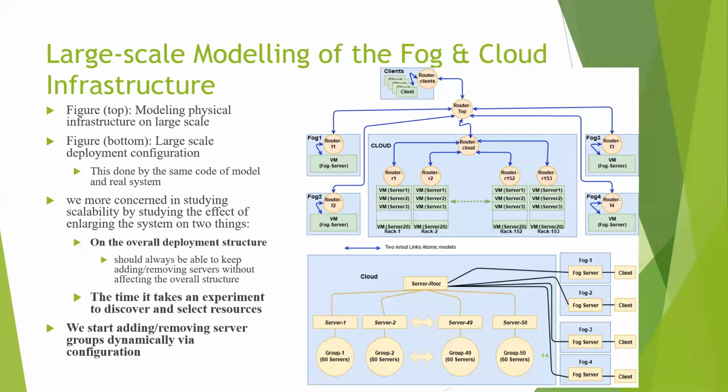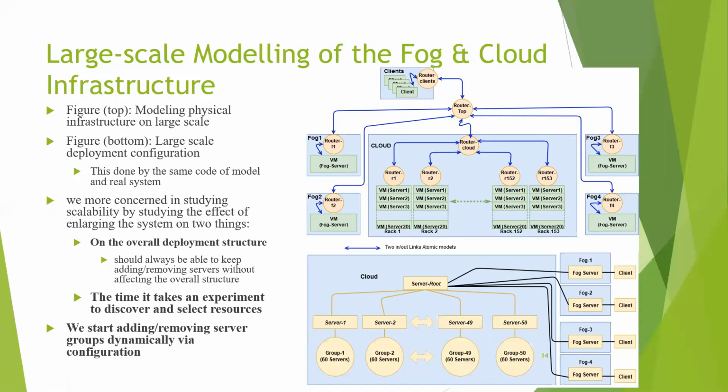Now when we build the model for a large system, we have confidence in this model. So we build it so that each cloud has 153 racks. Each rack has 20 servers, and there is a router for each server. We're not showing the link model here, by the way, for simplicity. That's the physical system we are modeling. However, the one in the bottom uses the same code as the real system. This is just configuration in our software. In this case, we have 50 groups of servers, each with 60 servers. The fog servers can be connected to the server on top, and we have one server for each group, which we use just to organize the whole tree.